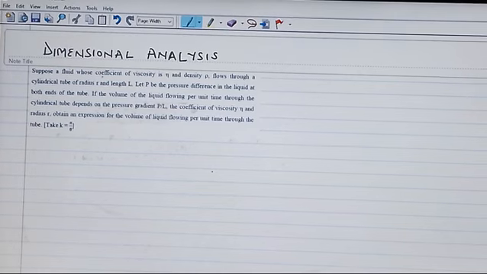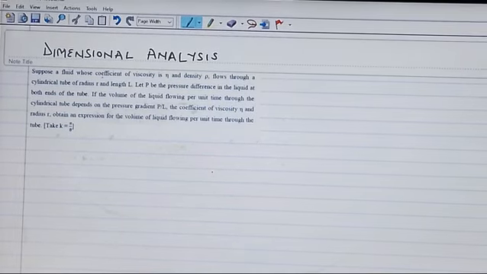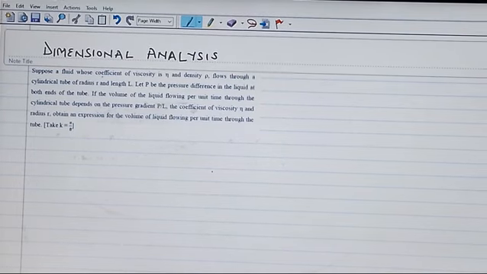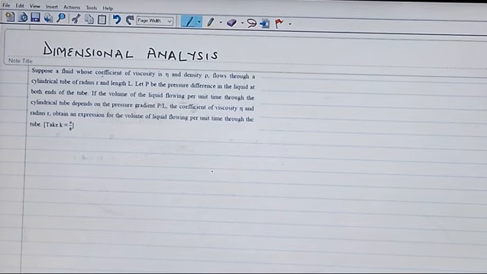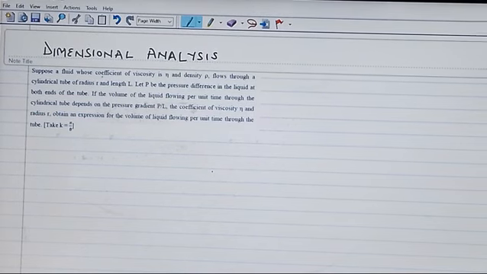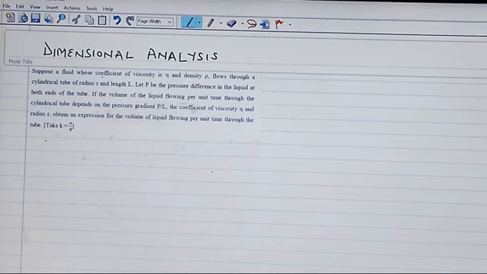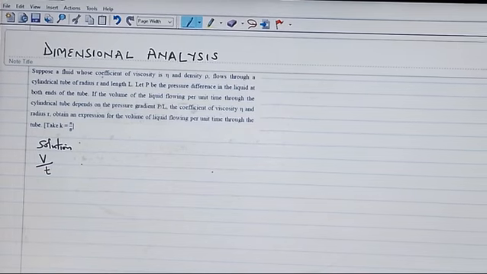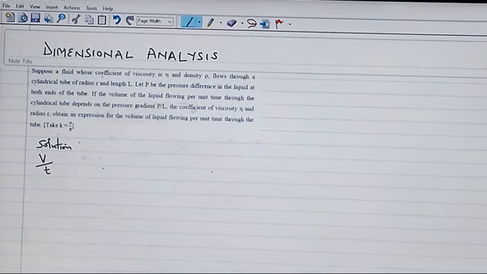So let's go on. It says that let P be the pressure difference in the liquid at both ends of the tube. If the volume of the liquid flowing per unit time through the cylindrical tube depends on the pressure gradient. So we are told now that the volume of the liquid flowing per unit time. Volume flowing per unit time is V over T. So we write that first. So we say V over T depends on the pressure gradient, meaning that it is proportional.